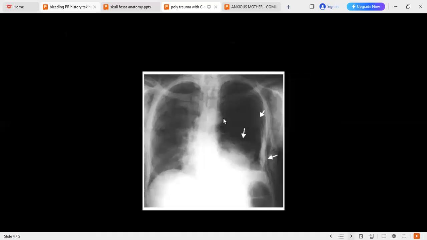Please comment on this second image. This is chest X-ray PA view showing left tension pneumothorax with rib fractures, surgical emphysema, obliteration of costophrenic recess, and shifting of the mediastinum. Very good. And how do you plan to manage this? I will do needle thoracostomy at the fifth intercostal space, and then I'll do the chest intubation.